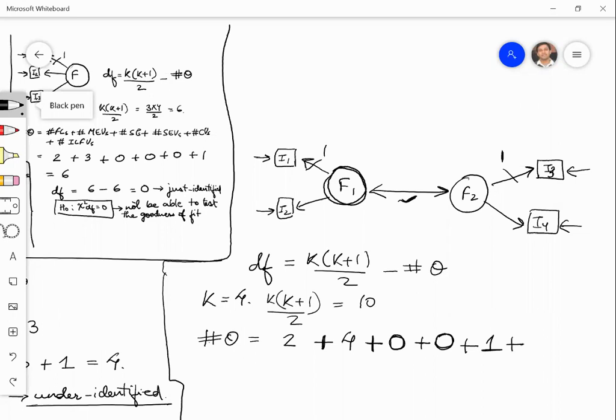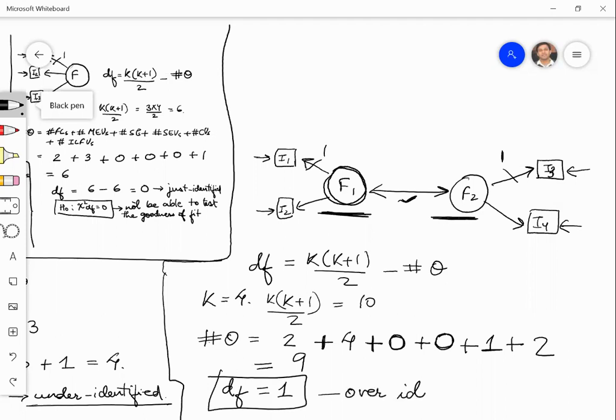And then the number of independent latent factors. Now this is an independent factor and this is also an independent factor. So there are 2 independent factors, so it is going to be 2. What is the number of parameters to be estimated? It is going to be 9. 2 plus 4 plus 3. Right? So what is your degree of freedom now? It has become 1. This is an over-identified model.